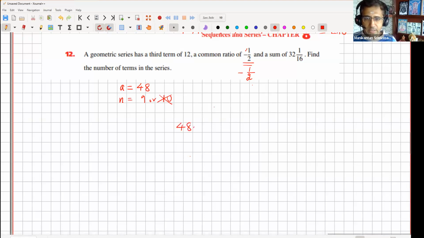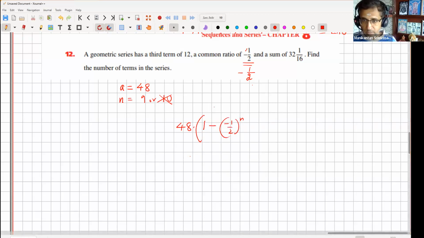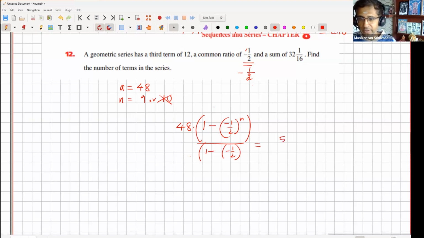So A times, I'll use the 1 minus r power n, 1 minus r power n. It's n here, not n minus 1. Remember, guys, in case you did that, right? And then 1 minus r. And that's it, right? That's given to be 32 1 by 16. All right. 32 1 by 16 is so irritating, right? How much is this? 513, I guess, divided by 16.